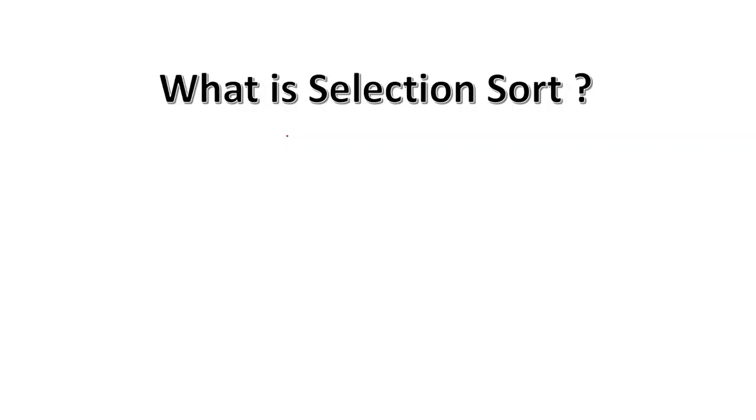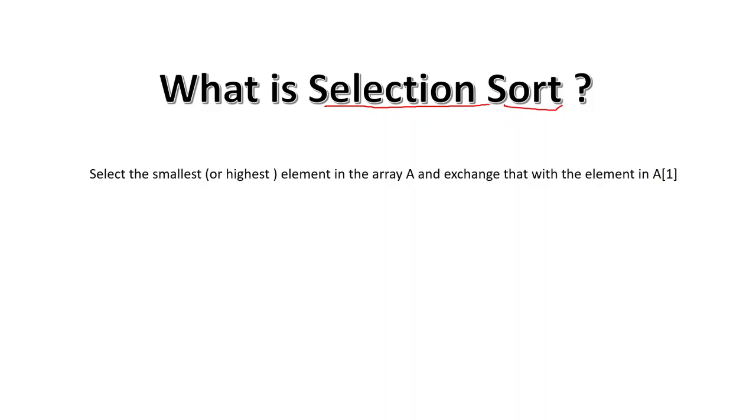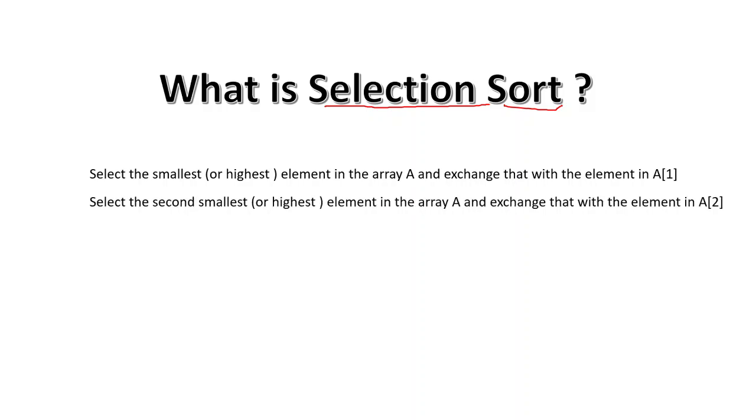So let's get started. When we say selection sort, selection means we need to select something. So what do we select? Suppose we have an array A with n number of unsorted elements. The first step will involve finding the smallest or highest element in the array and exchanging that with the element in position 1. In the next step, we will be selecting the second smallest or highest element in the array and exchanging that with the element in position 2.